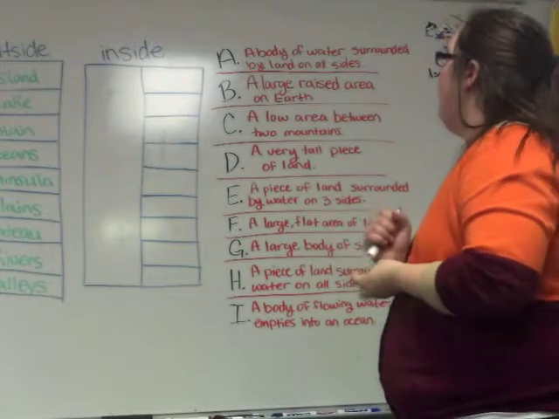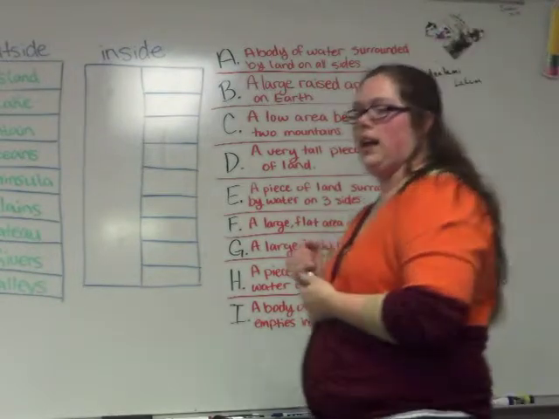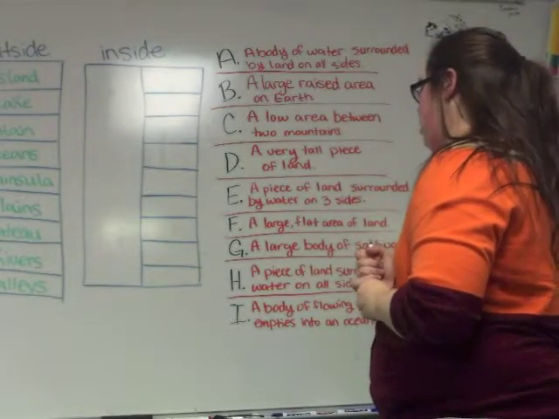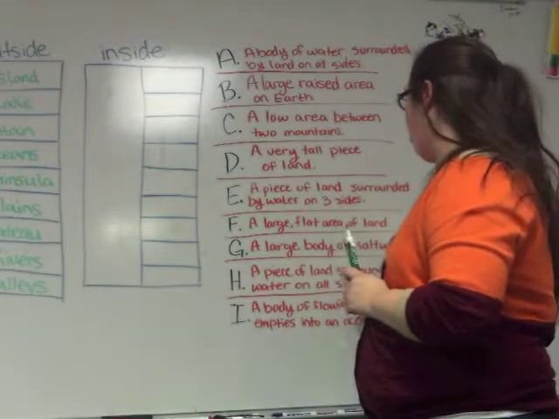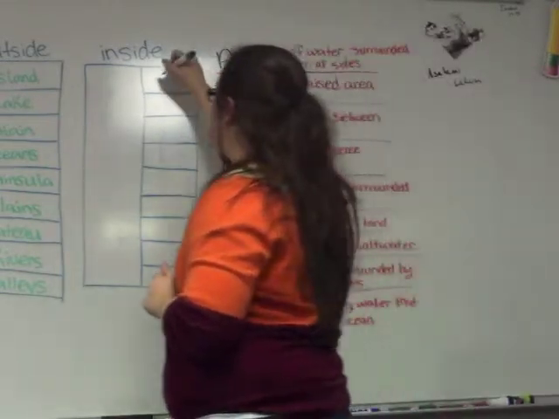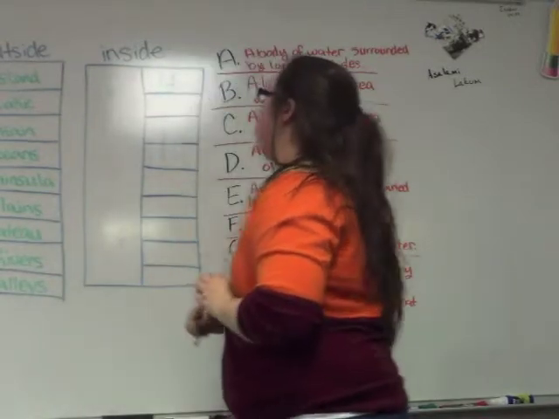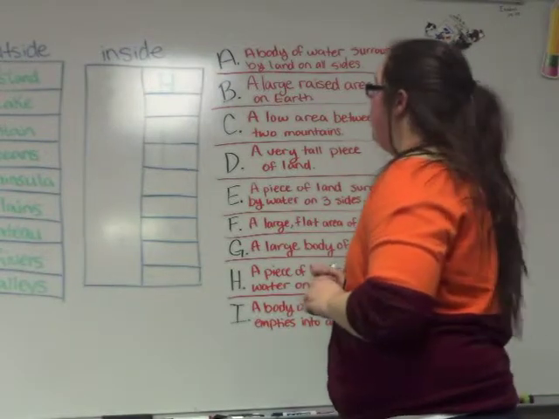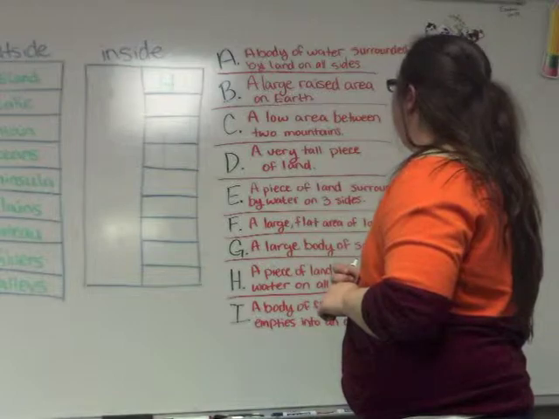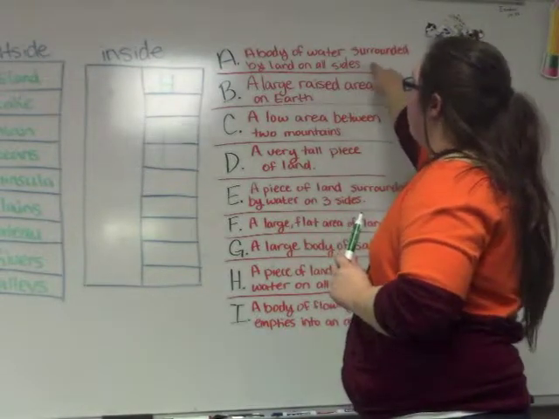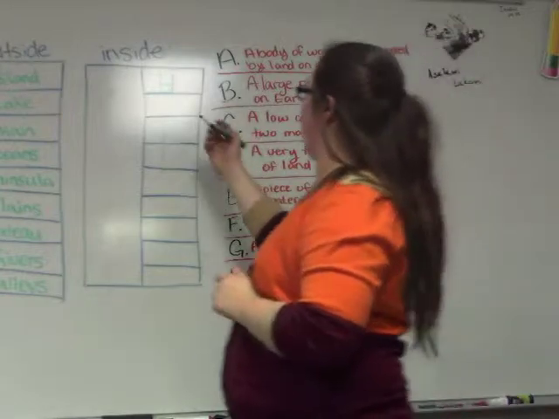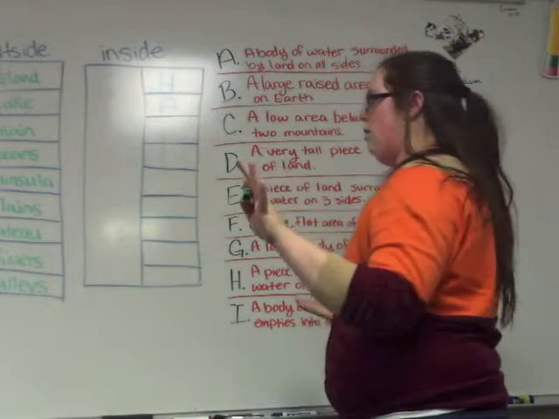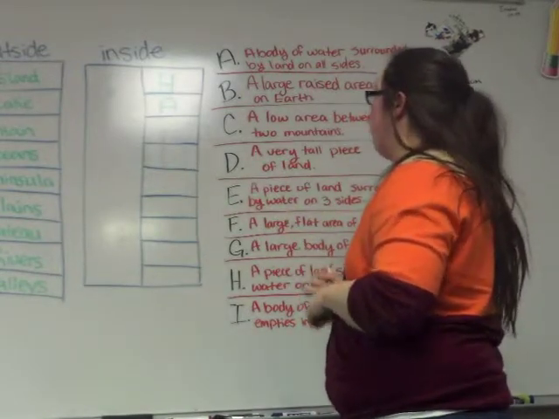So our first landform is an island. Looking over here at the definitions, an island is a piece of land surrounded by water on all sides. In your book, you're actually going to write the whole definition, but up here I'm just going to write the letter. So an island is a piece of land surrounded by water on all sides. Next is lake. And that is a body of water surrounded by land on all sides. A lot of y'all go swimming in the lake at summertime, don't you? And there's land all around it. Those are the banks.